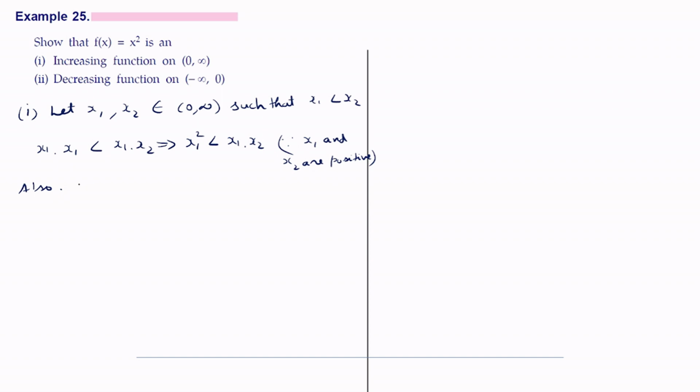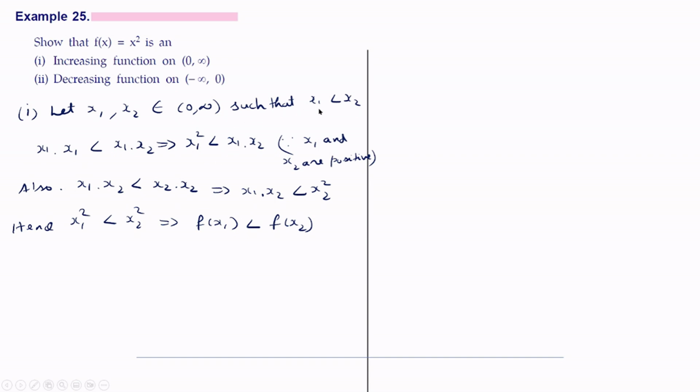Again, let us multiply both sides of the inequality with x2. So we get x1 into x2 less than x2 into x2, which implies x1 into x2 is less than x2 square. So from these two inequalities, we can say that hence x1 square is less than x2 square, which means f of x1 less than f of x2. So we started with x1 less than x2 and we got f of x1 less than f of x2. The meaning is that f of x is an increasing function on this open interval 0, comma infinity.